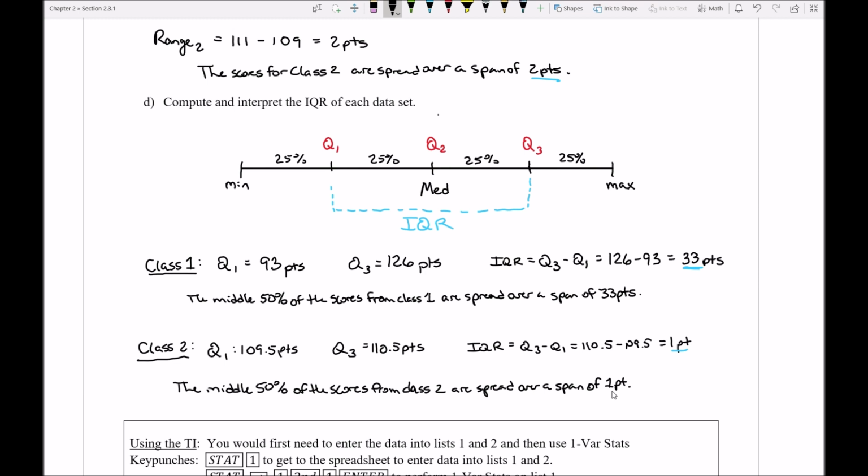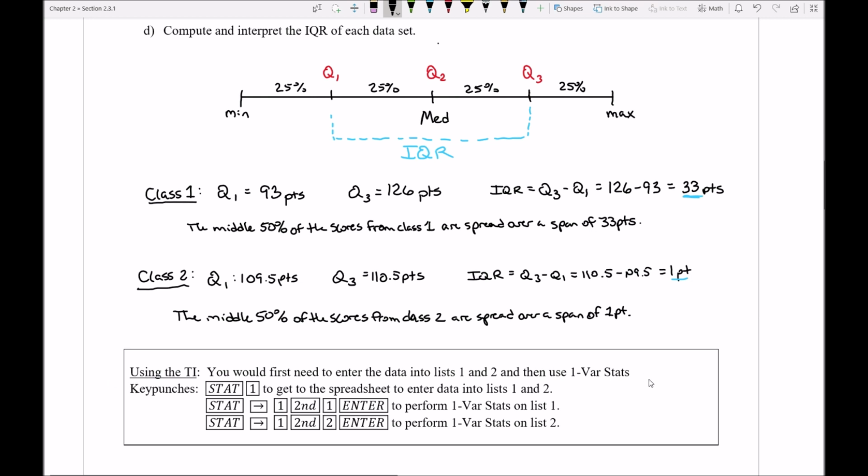Notice that this is showing me again that there's a lot more variability or spread in the scores from Class 1 than there are in Class 2, although here specifically we're talking about the middle 50% of scores. Down here at the bottom, I just have listed out those calculator commands in case you were struggling to figure out how to do those 1-var stat calculations that we were doing in this video. But what we've covered here is both the range and the IQR calculations. And in the next video, we'll take a look at our final two types of spread measurements, which are going to be variance and standard deviation.